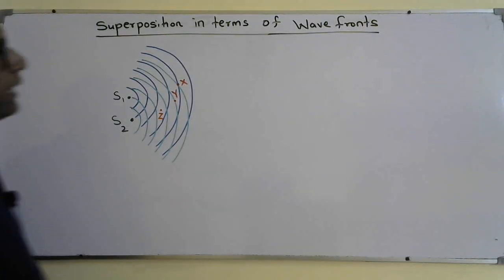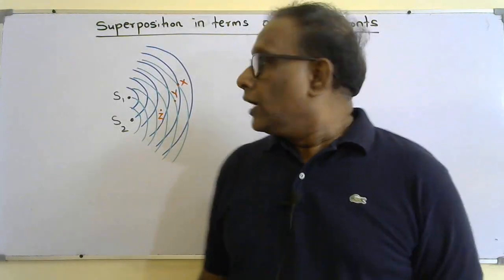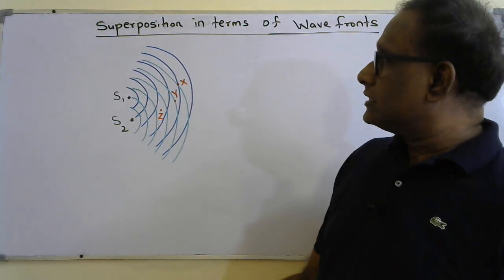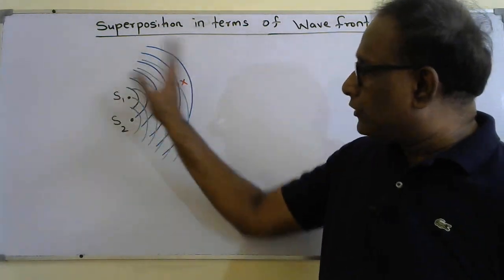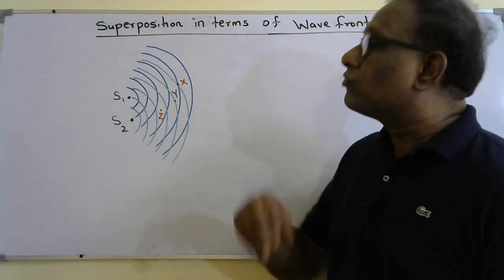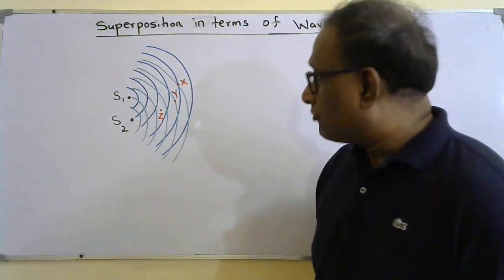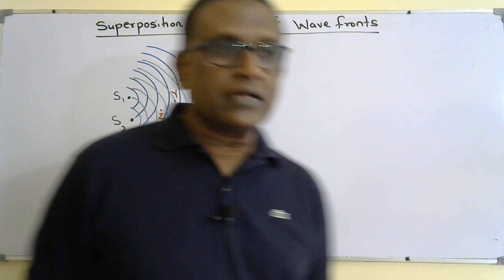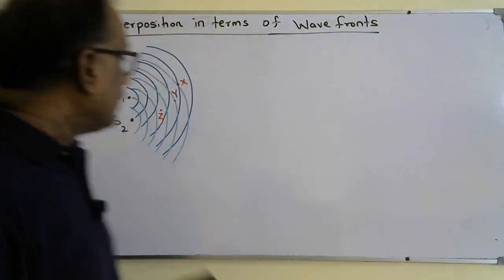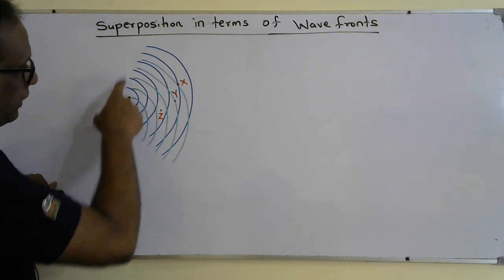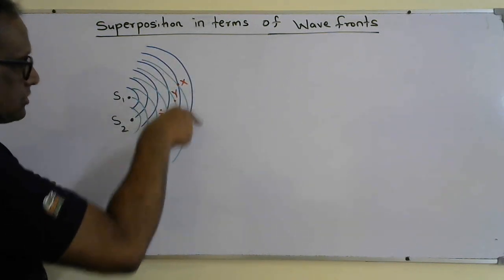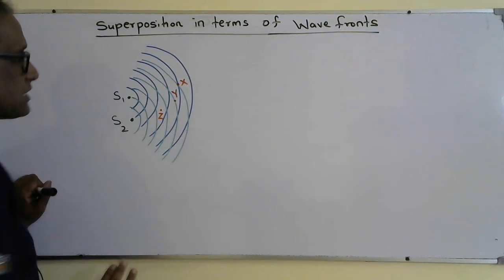In this diagram, S1 and S2 are two coherent wave sources. They emit waves, and I'm going to explain in terms of wavefronts. Earlier I showed the wave pattern; now this is about wavefronts. The two waves are overlapping. In my first lesson I explained the wavefront. The blue lines are the wavefronts emitted by the source S1, and the green wavefronts are the waves emitted by S2.